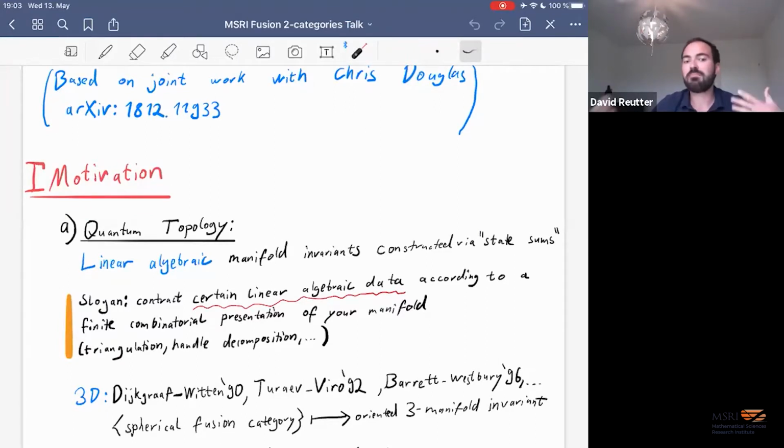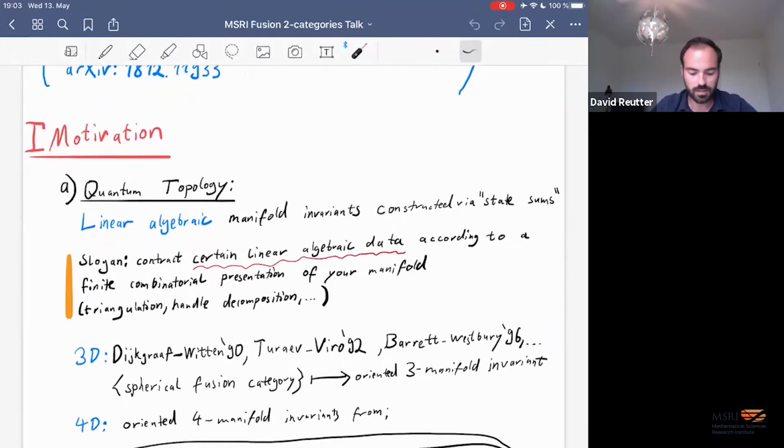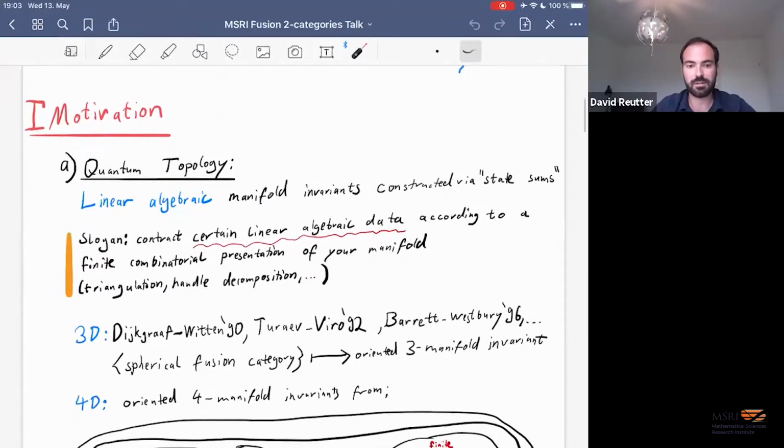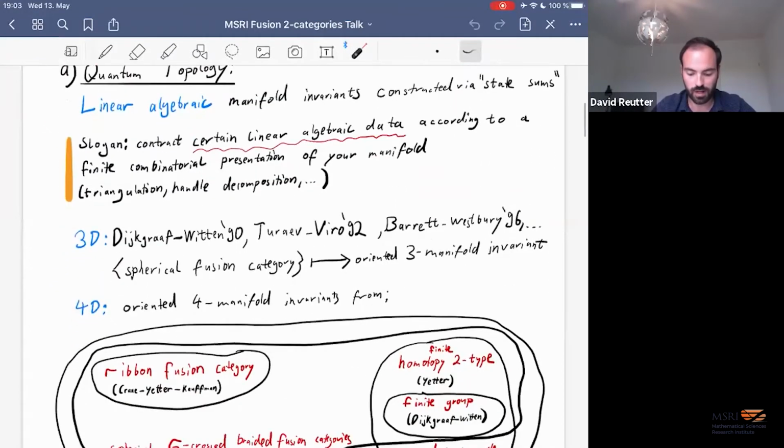All previously defined state sum invariants can usually be summarized as saying you start with a spherical fusion category, and you turn the spherical fusion category into some oriented three-manifold invariant. In four dimensions, the situation was a bit weirder, but there were much more constructions around.